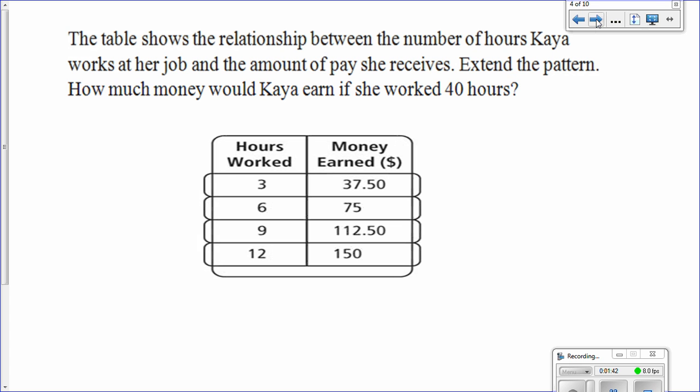The table below shows the relationship between the number of hours Kaya works at her job and the amount of pay she receives. Extend the pattern. How much money would Kaya earn if she worked for 40 hours? Now, it only goes up to 12 hours on the chart. It's going to be a lot of work to keep doing this for 40 hours. So let's see how else we can solve the problem.